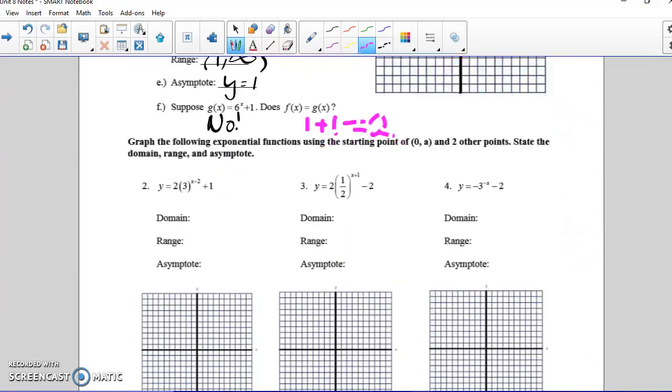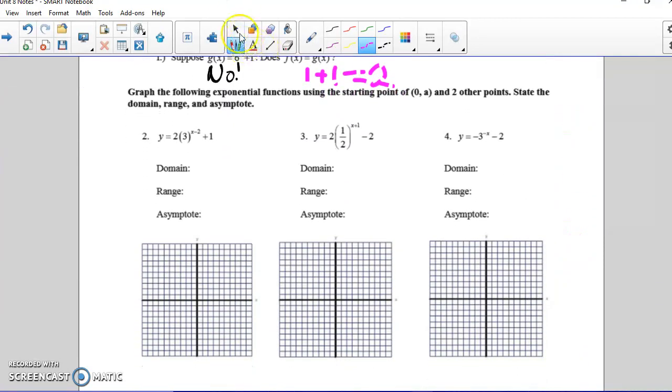Alright, let's move on to these bottom examples. So for these ones, what's going to happen is I'm going to graph these using the starting point of 0. So that means find your y-intercept and 2 other points, then graph it. You'll state the domain, range, and asymptote.